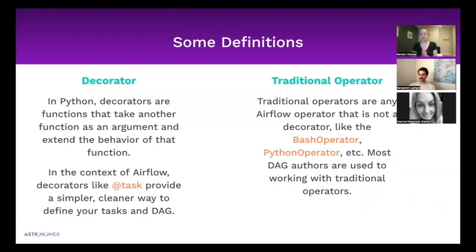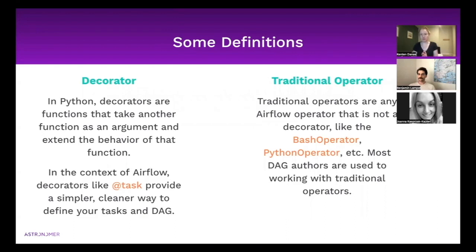And so some definitions. I've already said a couple of times decorator. I've also said traditional operator. I want to level set on what those things are, because we're going to use those terms a lot as we go through today. So decorators are actually a term that originates in Python, originates in coding, I should say, not necessarily just Airflow. So in Python, a decorator is really a function that takes another function as an argument and extends the behavior of that function.